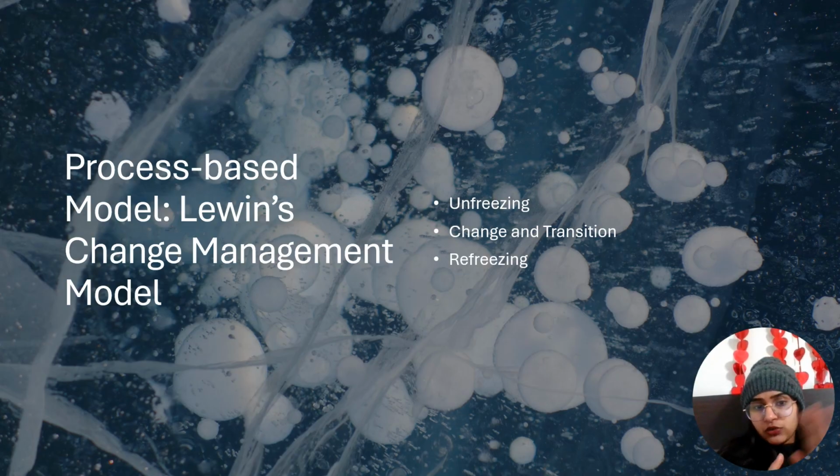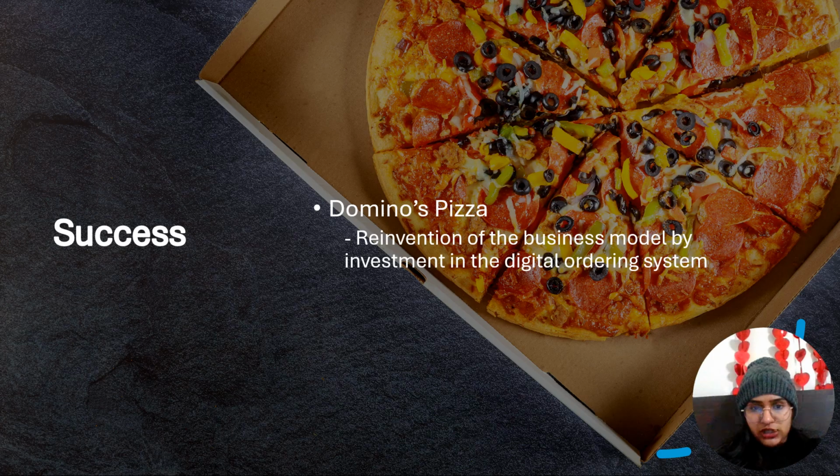Then let's move towards the process-based model, which is Lewin's change management model. I love this one. First of all, unfreeze, then there is change and transition, and then there is refreezing. When we know that there is a need for change, that is unfreezing. We are getting ready for the change. Then we change, and the last step is refreeze. After changing, we fix everything so that we are adapted to the new thing.